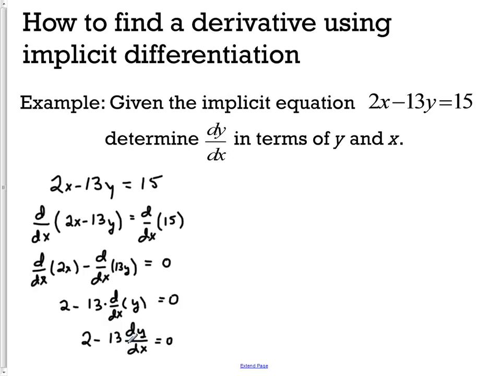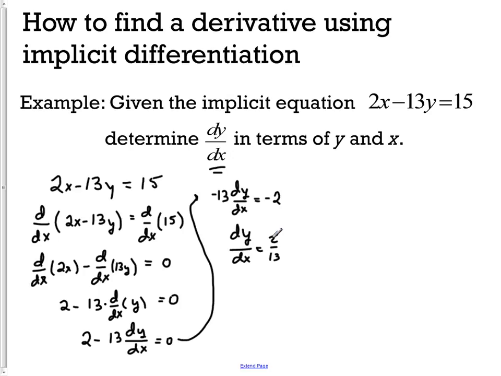So you're saying, well, okay, then what do I do with that? Well, our whole goal then is to isolate dy dx. So if I were to do it algebraically, I would subtract 2 from both sides, and I'd say negative 13 times dy dx, which was our derivative of y with respect to x, would equal negative 2, 0 minus 2. And then we could divide both sides by negative 13. And lo and behold, we get dy dx isolated as the fraction 2/13.